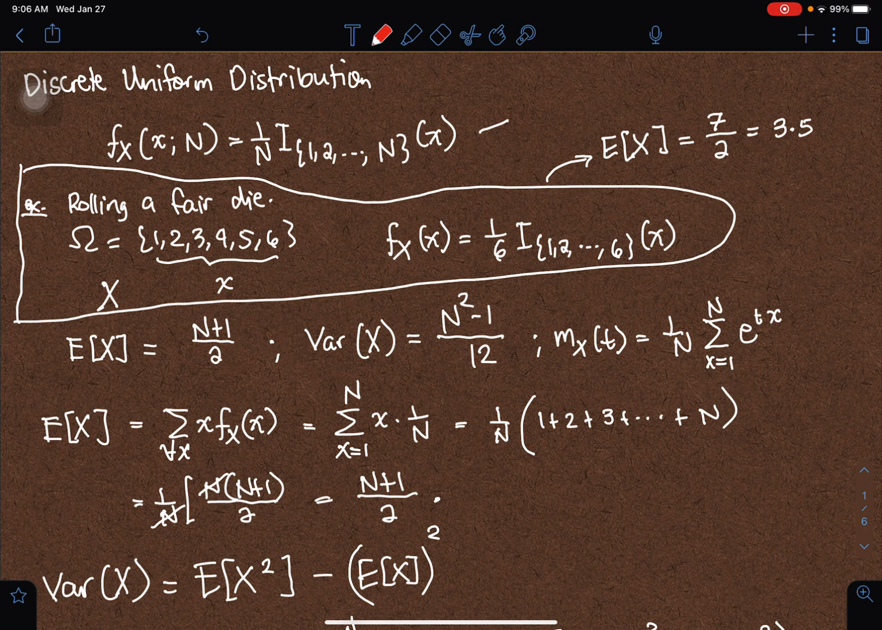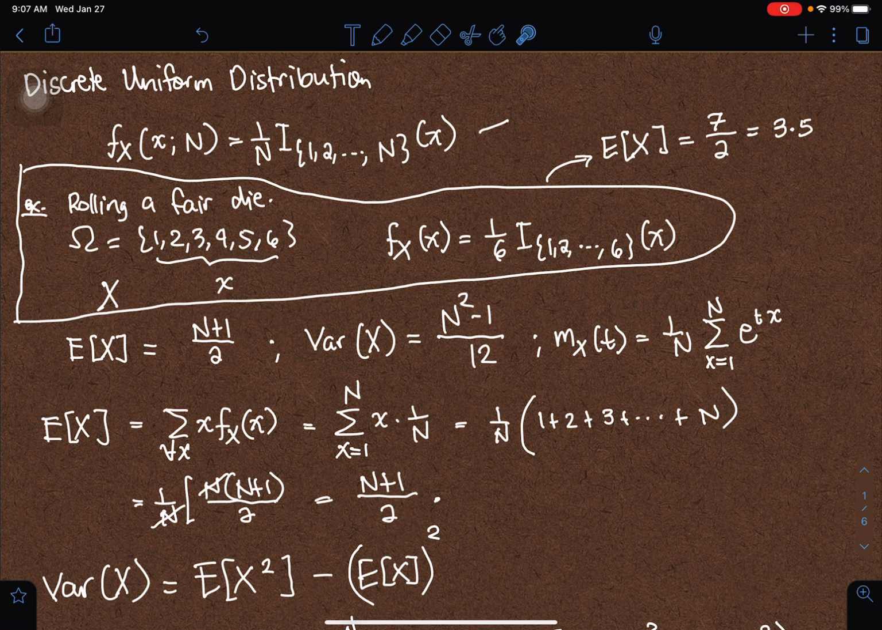In other words, if the random variable is x, then its probability mass function, which we denote by f sub x, as a function of x, is given by 1 over capital N times the indicator function that x takes on the values 1, 2, up to capital N. It's right here. That's the density of a discrete uniform distribution.